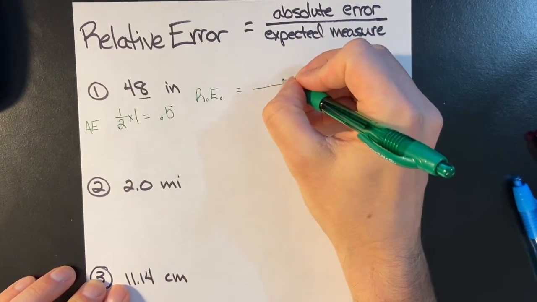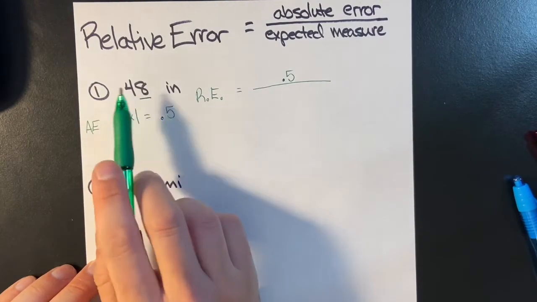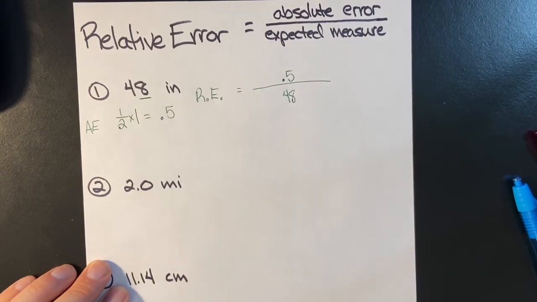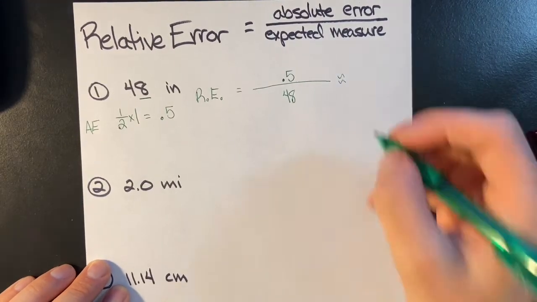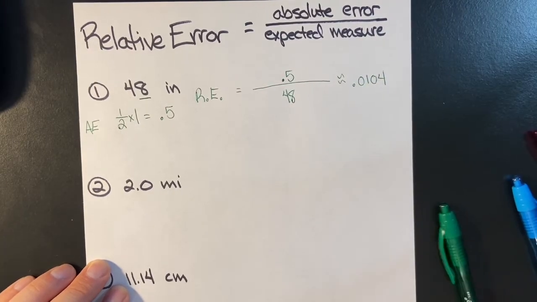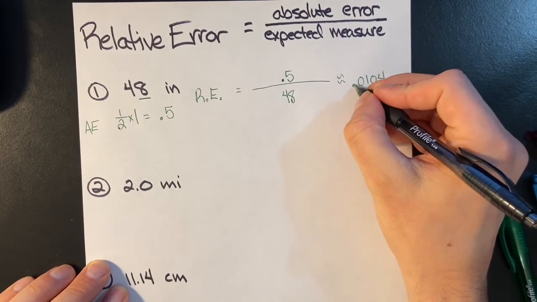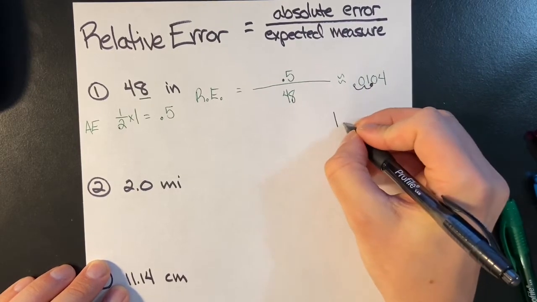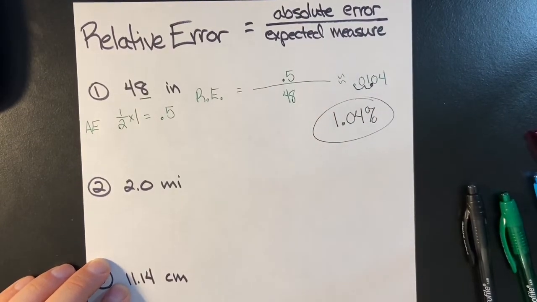The absolute error is, what did I get? I don't know why I made such a big fraction bar, but it's 0.5. The expected measure was 48. So 0.5 divided by 48 is, let me go to my calculator, 0.0104. Is that a percent yet? No. So to turn that into a percent, you either multiply by 100 or just move your decimal over to the right twice, and your relative error is going to be 1.04%. Pretty small.